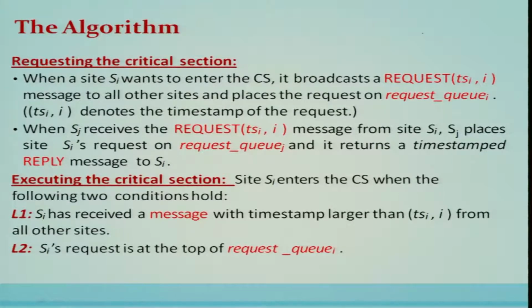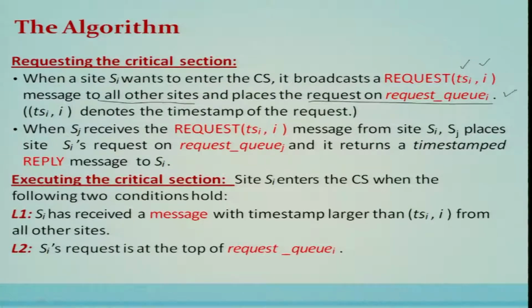The first action is requesting the critical section. When a site Si wants to enter the critical section, it broadcasts a request message, which has the parameters timestamp and the process ID, that is i. This request message of process i is broadcast to all the other sites, and Si also places the request on its own request queue.